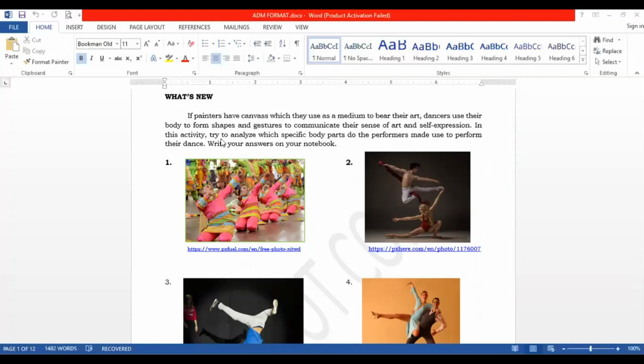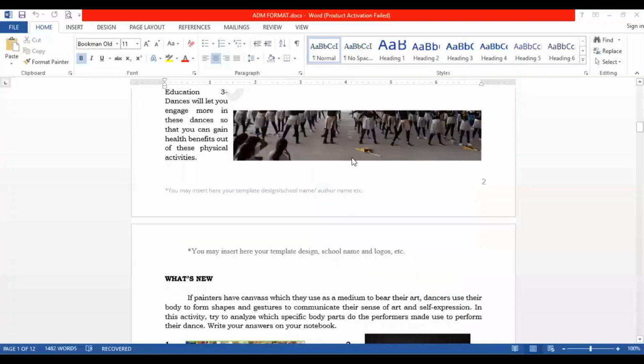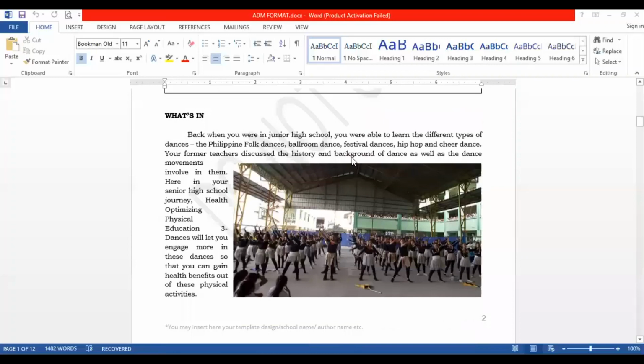In this activity, kung napansin niyo, gumawa muna ako ng statement that will ensure smooth flow of content. So hindi lang ako basta nagbigay ng instruction na analyze which specific body parts, so mabibigla ang bata, no? Hindi niya mahahanap yung connection. Para siyang tumalon. Hindi siya smooth na tumulay mula sa what's in papunta sa what's new.